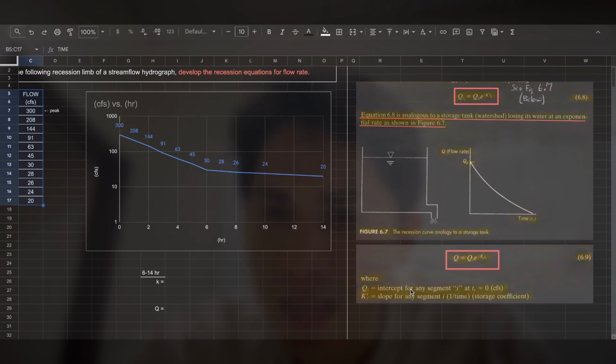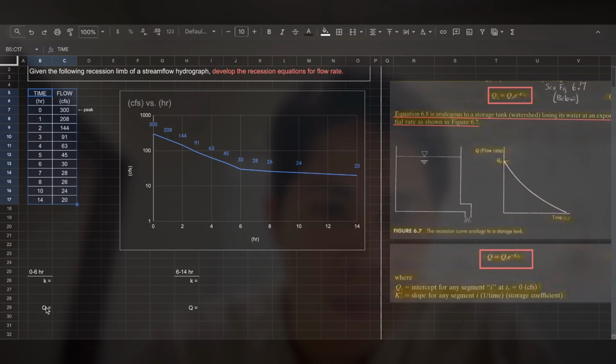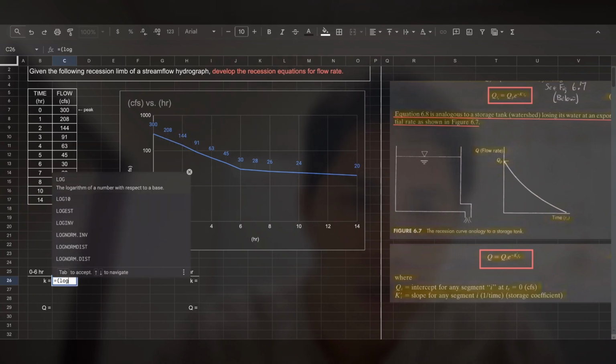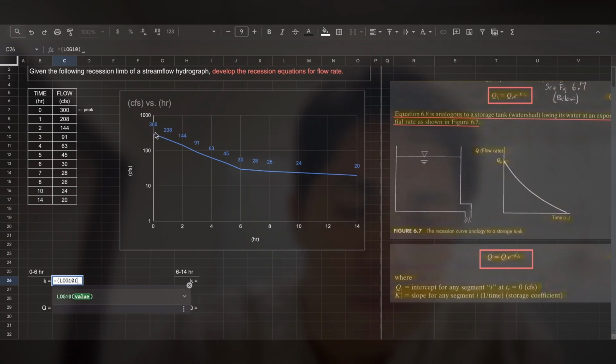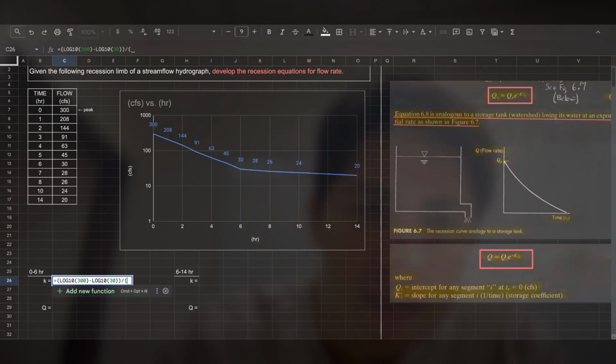In our case, we have two segments, very distinctive. So we need to solve for K, which will be the slope. And to come up with this equation, let's solve for K first. The way you solve for K is the following. You are going to need the values of, let's do K equals log 10 of the first value, in our case 300, minus log 10 of our last value of this line, which in our case is 30. And all of that you divide by the time that represents that line, which would be 6 minus 0, 6 hours, right? Let's do 6 minus 0 so you know what I'm doing.